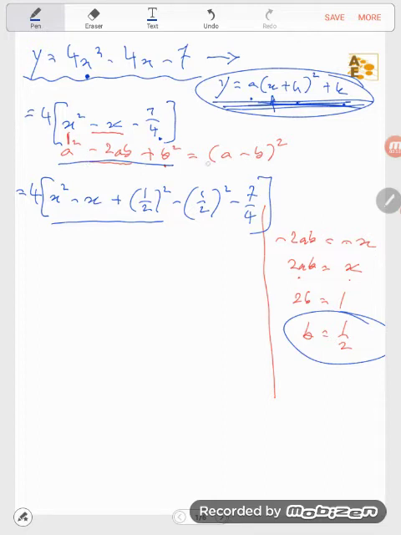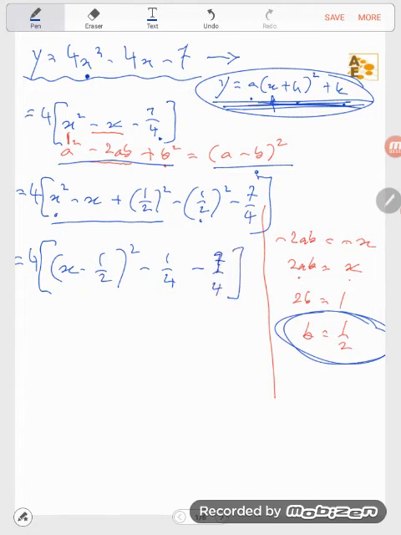A squared minus 2ab plus b squared. Therefore we're going to have your 4, equal to your 4 bracket (a minus b) squared. In this case your a is your x, right, and your b is negative half, right? Negative half, close bracket square, and then of course you're going to give you this one, 1 over 4, then of course negative 7 over 4 put back here, right? Close bracket. Therefore equal to 4 bracket x minus half bracket squared minus 8 over 4 close bracket.